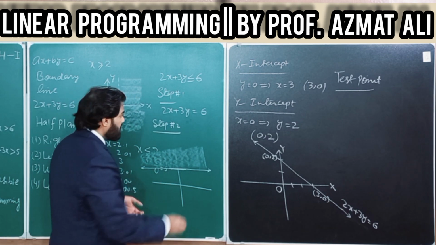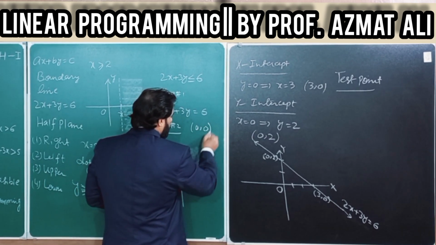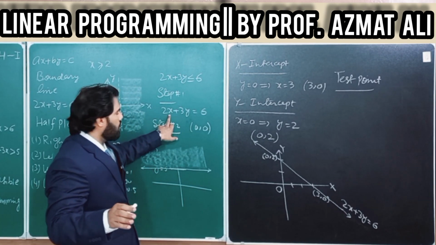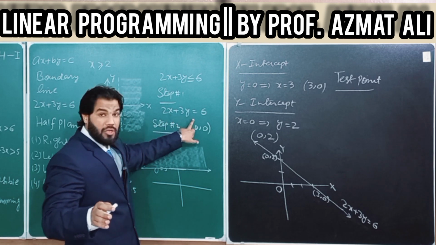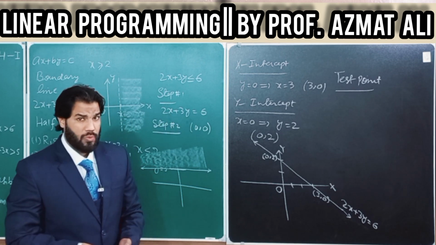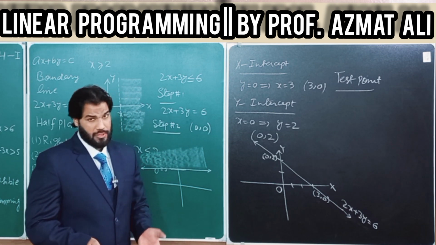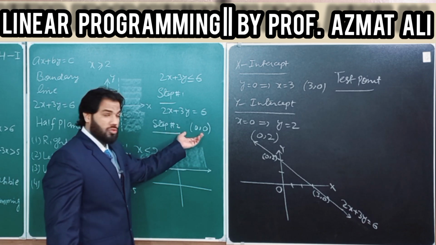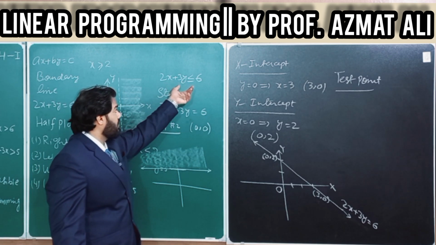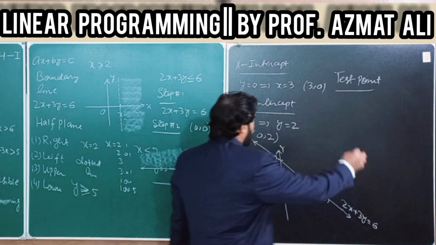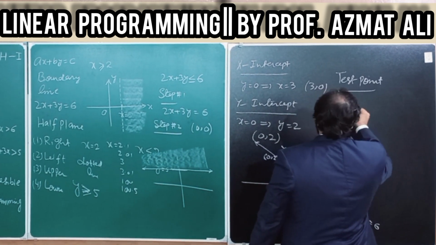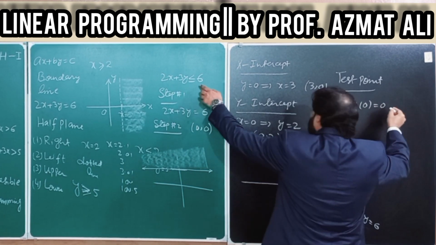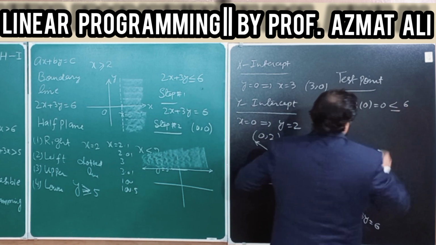Usually we will take (0, 0) as a test point. You can notice that (0, 0) does not satisfy this associated equation. We can take any point as a test point other than (0, 0), but (0, 0) is easier for us. So by taking (0, 0) as a test point and by putting x is equal to 0 and y is equal to 0 in the given inequality, we have 2 into 0 plus 3 into 0. This will become 0, which is less than or equal to 6.